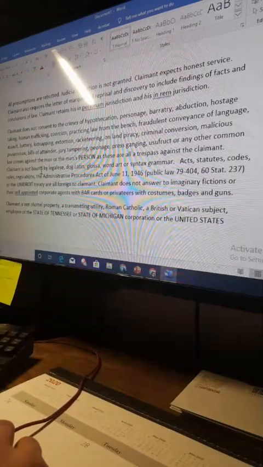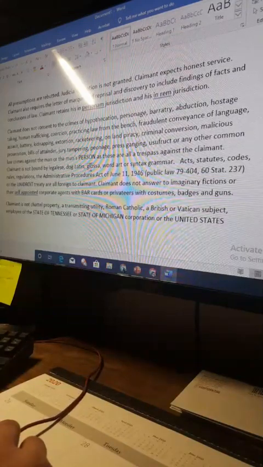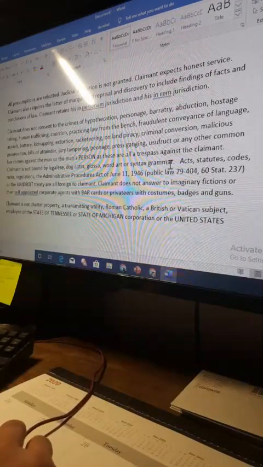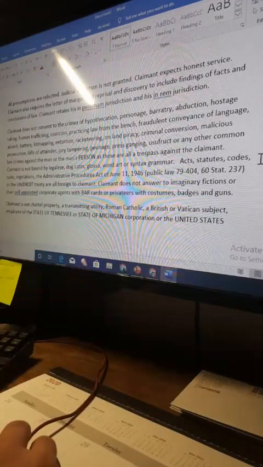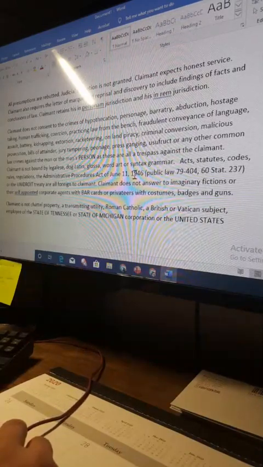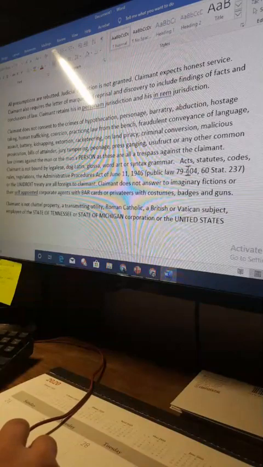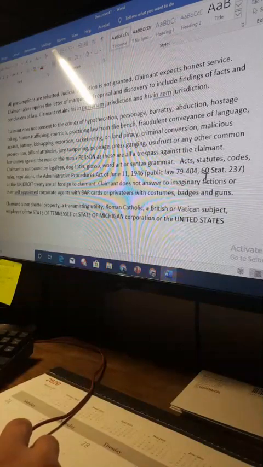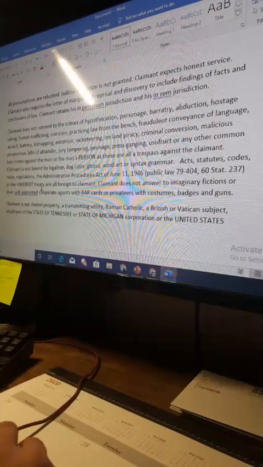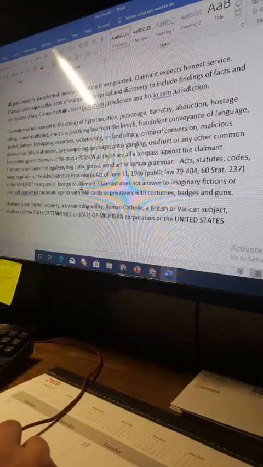claimant. Claimant is not bound by legalese, dog Latin, glossa, words of art, word art, or syntax grammar, acts, statutes, codes, rules, regulations, the Administrative Procedures Act of June 11, 1946, Public Law 79-404, 60 Stat 237. Or the UNIDROIT Treaty are all foreign to claimant.